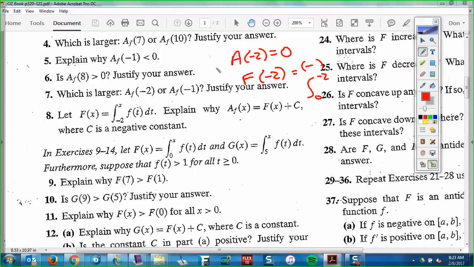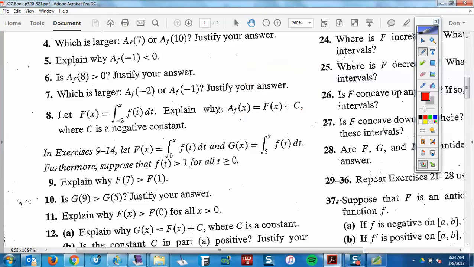Oh, I flipped them around, didn't I? I'm sorry. F of -2 is 0. A of -2 would go from 0 back to -2. It's above the x-axis, so it has to be negative. So we know that this is negative. If we just look at those two situations here at -2, this would be 0 and this would be negative. So for these to be equal, what would C have to be? C is going to have to be negative, whatever that value is. Okay, so that would be a way to explain it as well.